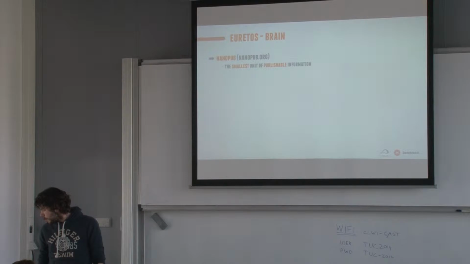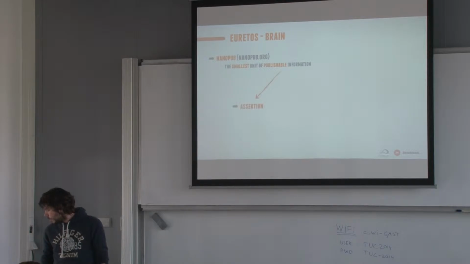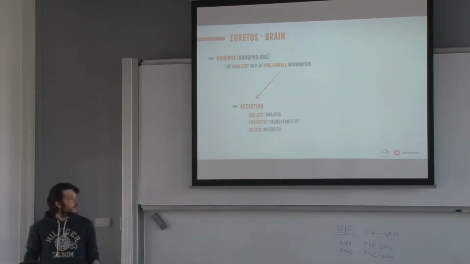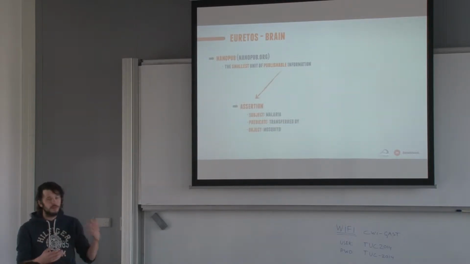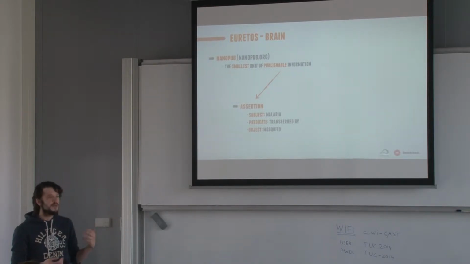Now, everything evolves around a nanopublication. The idea is to publish your information in the smallest piece that makes your research relevant. So instead of having an abstract, do it in a more structured way. The way that is done is in assertions. For those who know RDF, it's similar to RDF. You have subject, predicate, object. In this case, malaria is transferred by mosquito.